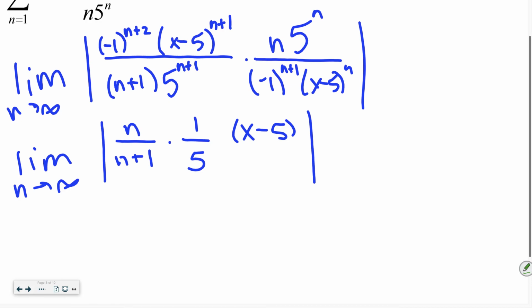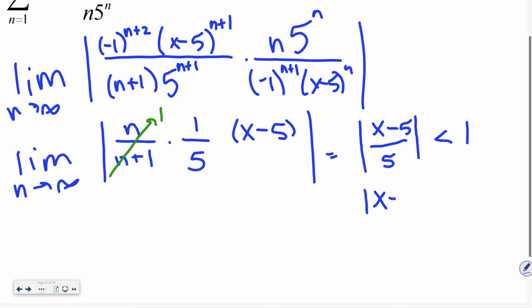Now, Caleb, what's this limit? That limit's 1. So we have the absolute value of x minus 5 over 5, and we need that to be less than 1. I thought if you had an absolute value with an inequality like that, you had to do something weird with negative and positive, like you had 2 answers. So we're going to keep it like this.